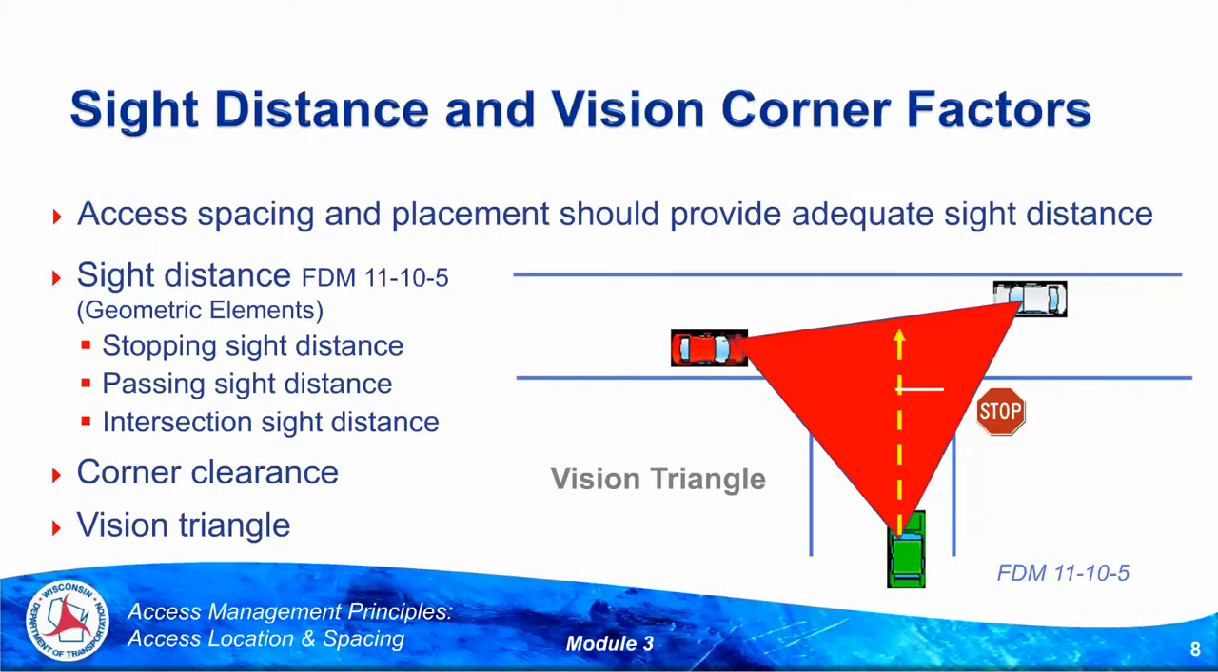Intersection sight distance and stopping sight distance are important considerations. We measure them at every access point along the road. Stopping sight distance is one of the 10 FHWA controlling criteria for roadways with greater than 45 mile-an-hour design speed.